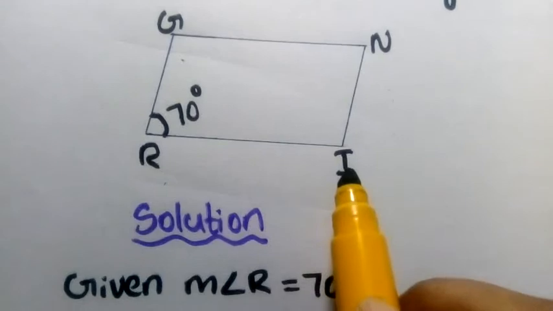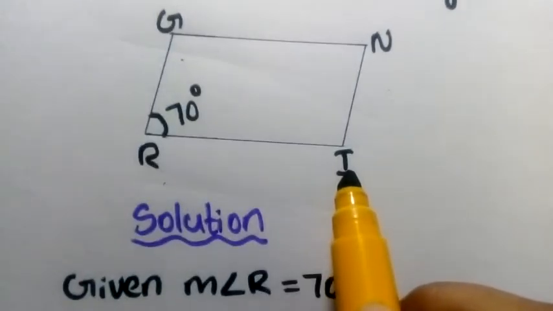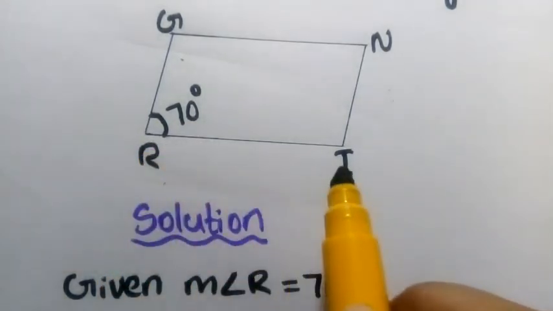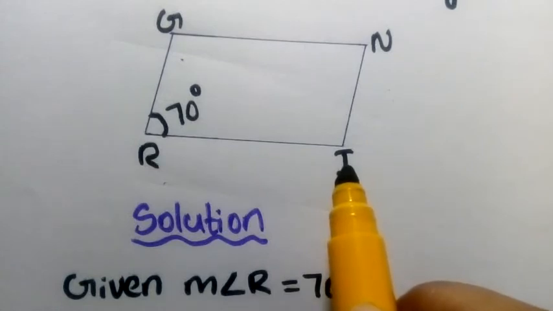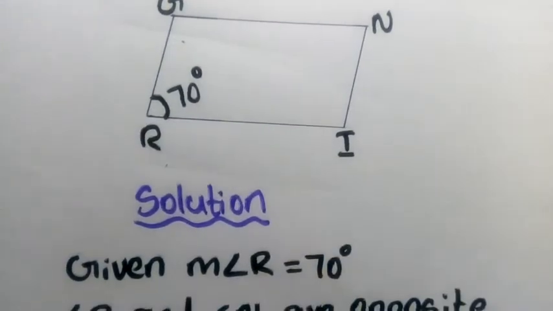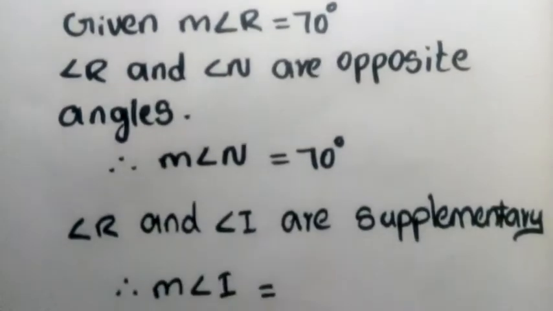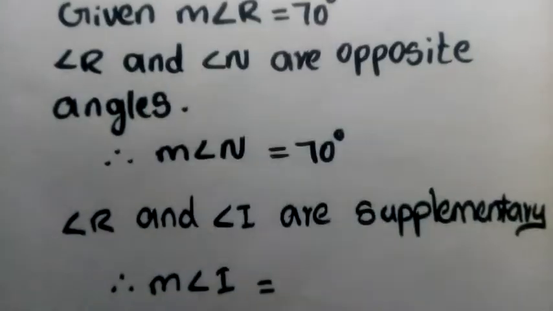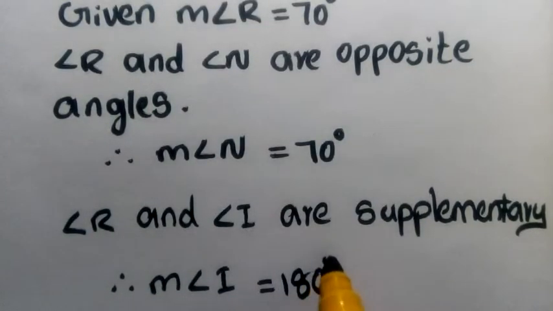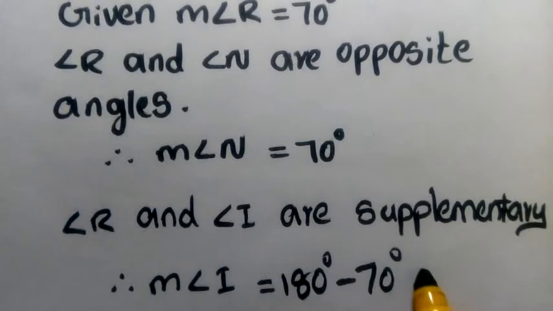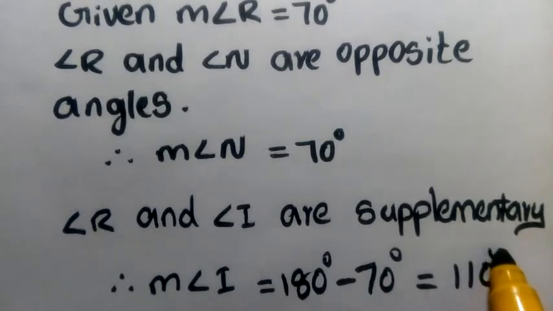Next, angle R and angle I are adjacent angles. So by the property, adjacent angles are supplementary. That is, the sum of angle R and angle I is 180 degrees. We know that measure of angle R is equal to 70 degrees. Therefore, measure of angle I is equal to 180 degrees minus 70 degrees, which is equal to 110 degrees.